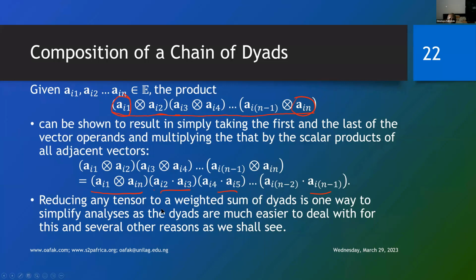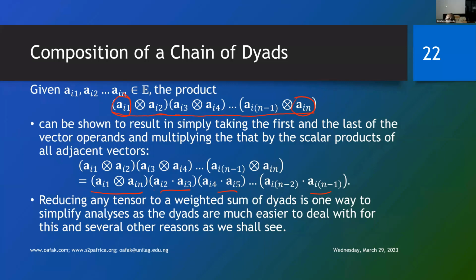Reducing any tensor to a weighted sum of dyads is one way to simplify analysis, as dyads are much easier to deal with for several reasons, as we shall see. Because it is so easy to deal with dyads of the coordinates, every time we don't want to work with tensors directly, we want to work with tensors expressed in dyad form. It is always possible, because if you cannot quickly express them in dyad form, take their components, and their components are in terms of the dyad basis, so they're in dyad form.